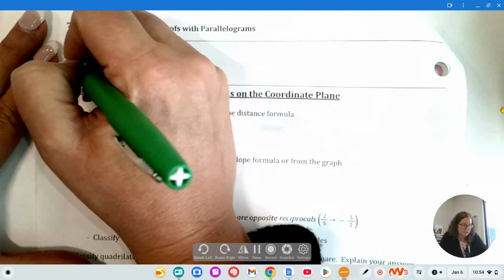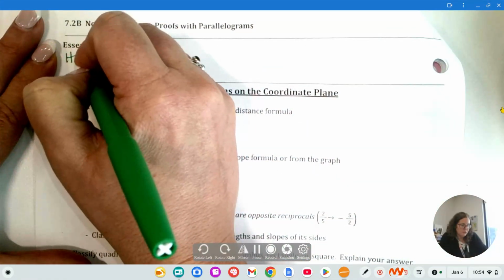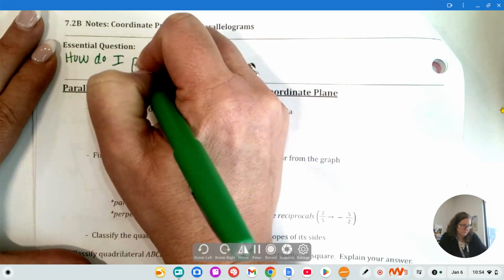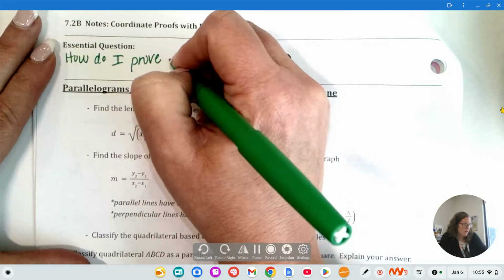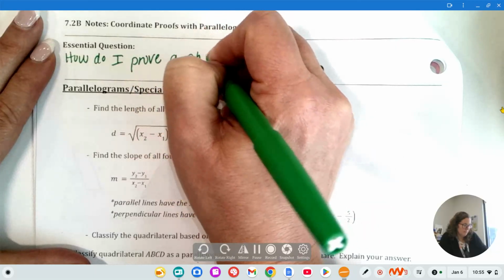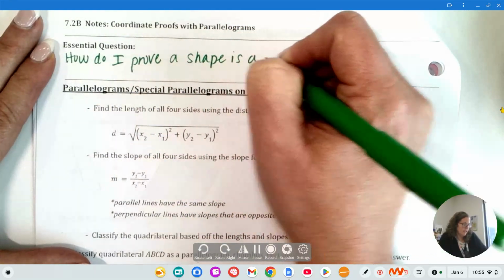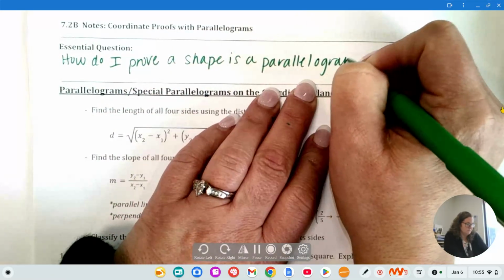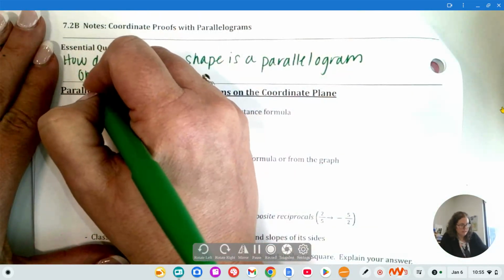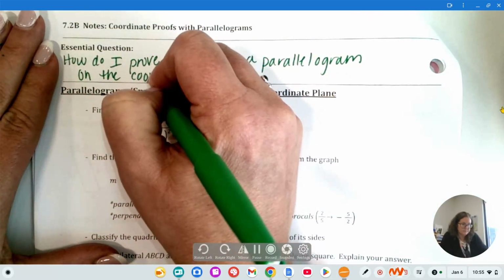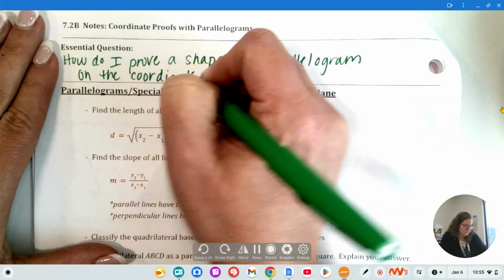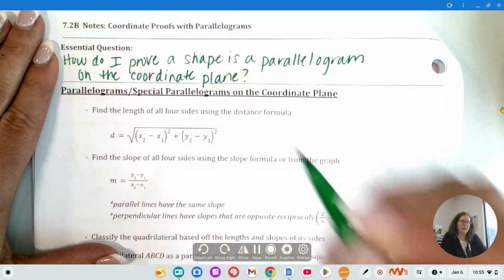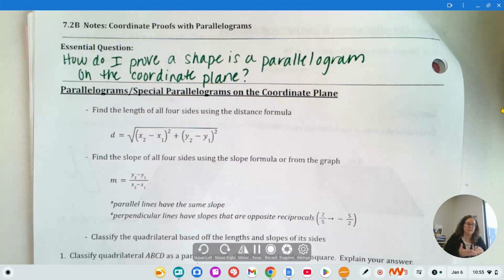So our essential question will be, how do I prove a shape is a parallelogram on the coordinate plane? And this is kind of a broad one. We're going to be talking about if it's a rectangle, square, rhombus, or a regular parallelogram. It is actually all four of them. So that's what we're going to do.